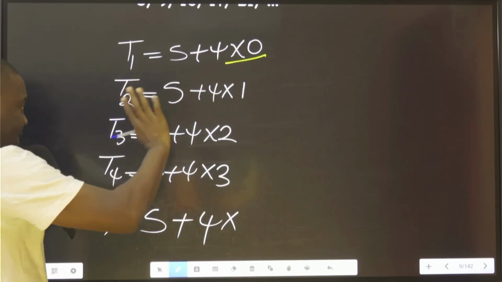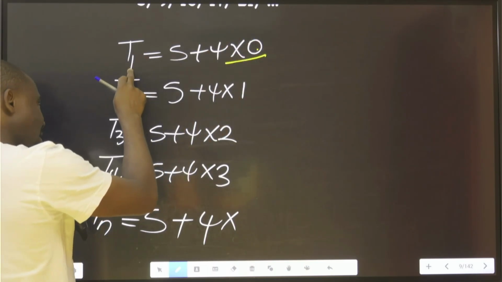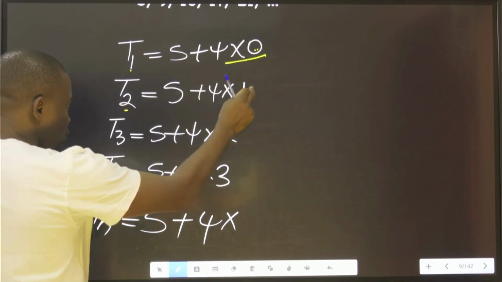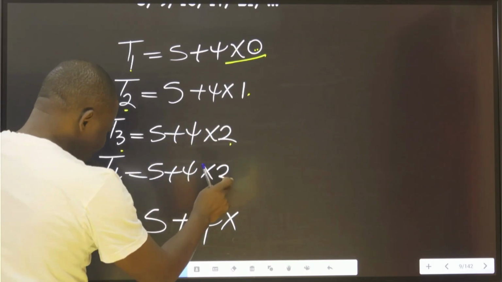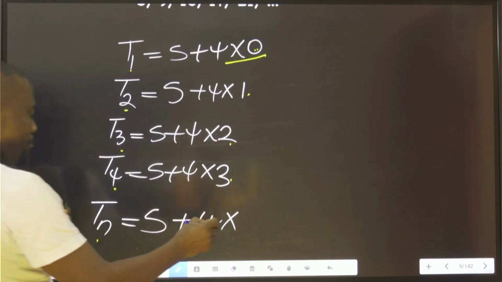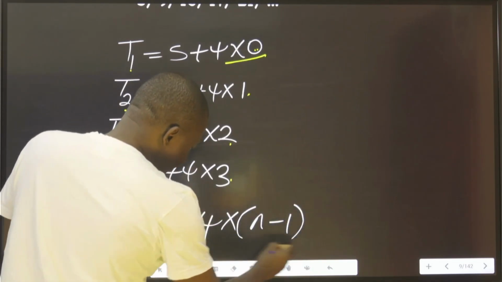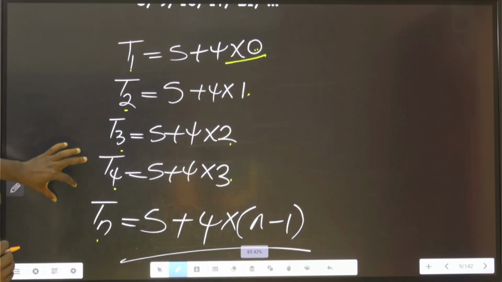What can we use to represent it? 1 minus 1 is 0. 2 minus 1 is 1. 3 minus 1 is 2. 4 minus 1 is 3. Then we put n minus 1. So this is actually the nth term.